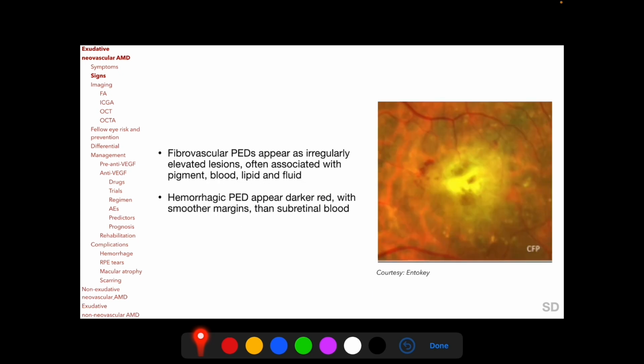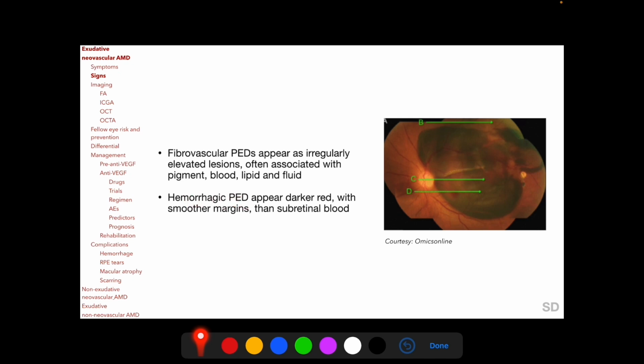Type 1 MNV thus can present as a vascularized serous PED, but more commonly presents as a fibrovascular PED, which appears as an irregularly elevated lesion often associated with pigment, blood, lipid and fluid. And hemorrhagic PEDs, as seen here in this clinical photograph, may also occur with type 1 and type 3 MNVs, and sub-RPE blood in hemorrhagic PED appears darker red in color with smoother contours as compared with subretinal bleeding.